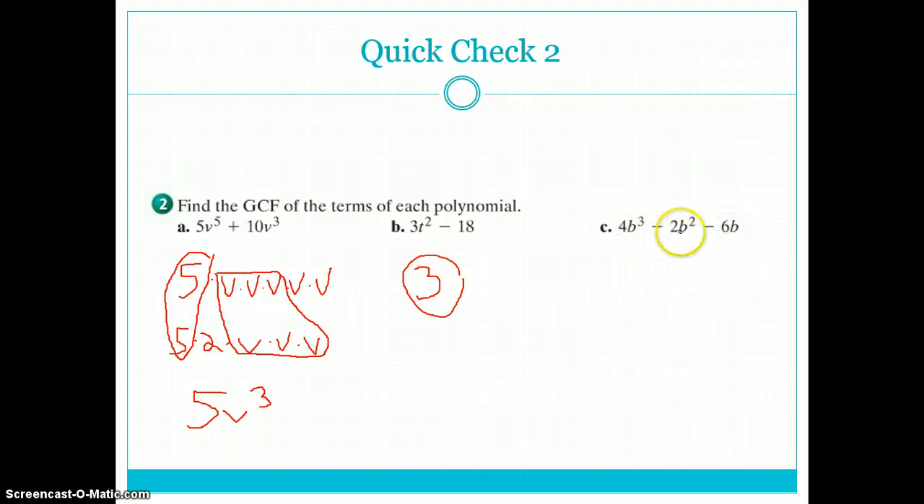Okay, and then this slightly larger problem, 4, 2, and 6. The GCF of all 3 of those, well, 2 does happen to go into all 3. And 2 is a prime number already, so that's a GCF. And then b cubed, b squared, and b. They all at least have 1 b, right? This guy has 1 b, so that is the GCF. That is my answer. All right, hope this helps.